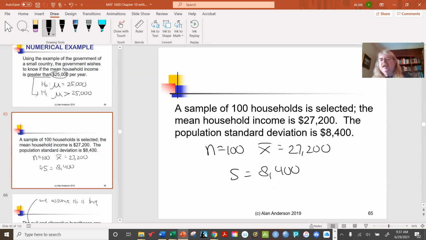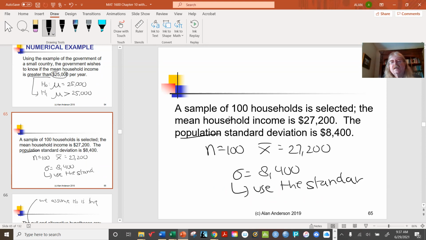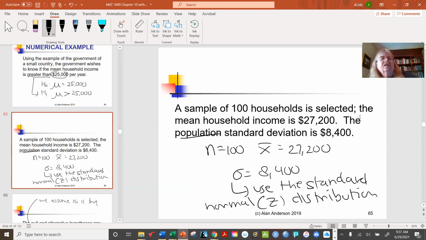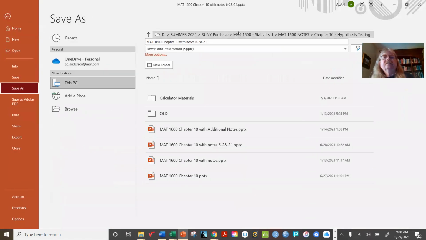And that tells me immediately, oh wait, sorry, I wrote the wrong one. Population, it's sigma, that's right. Use the standard normal, or Z distribution. Okay, so, oh, you know, I forgot to do one thing here, hold on.